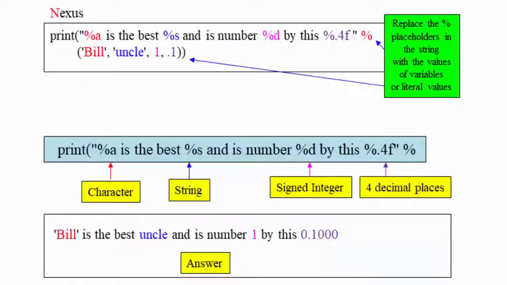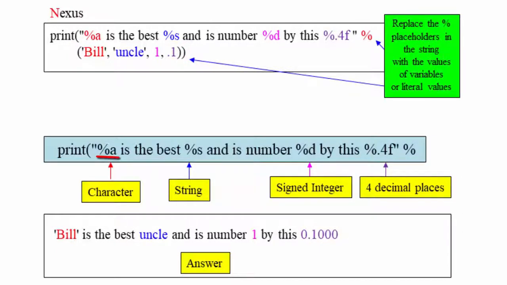You can replace data very dynamically with characters, strings, numbers, and even decimal places. Let's take a look at this example and see how that is done. Notice here that we're going to have a series of percent signs. Each one of these really says replace the placeholders in the string with the values of the variables or literal values. So right away I say %A.